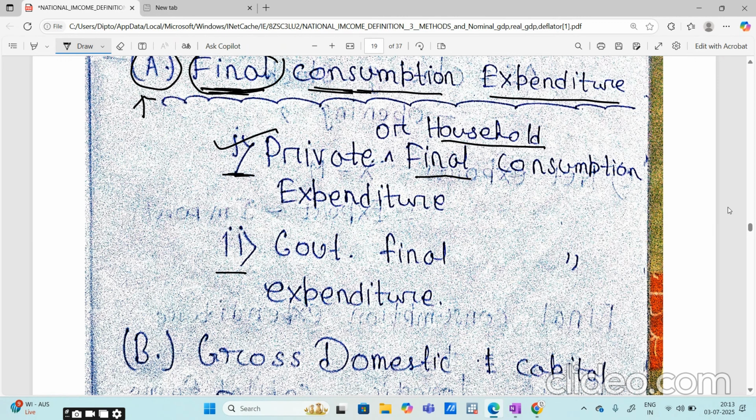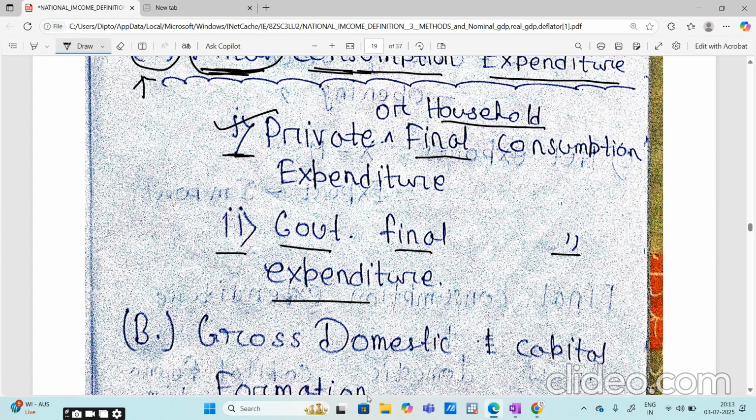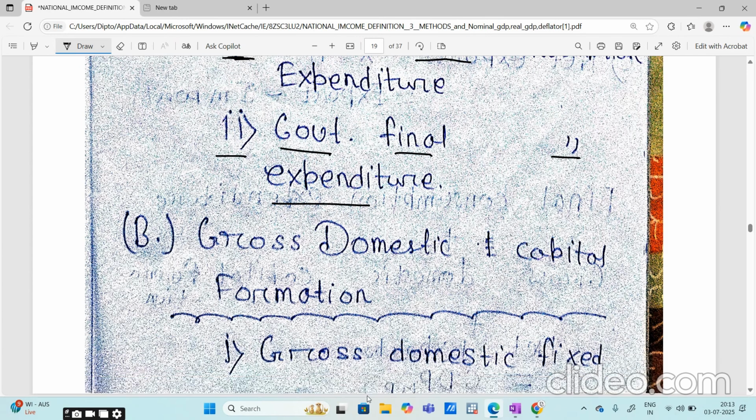And what is the second sub component of component A? Government final consumption expenditure, that is, consumption expenditure done on final goods by the government. The government also does consumption expenditure and buys consumption goods, final goods. So whatever consumption expenditure is done by the government on final goods comes under sub component B of component A.